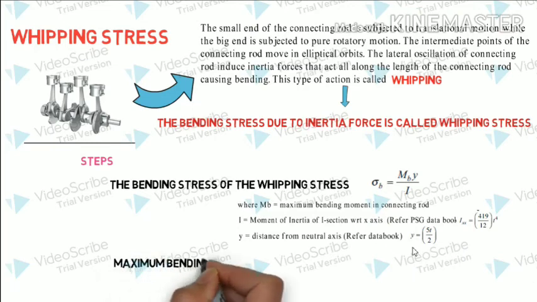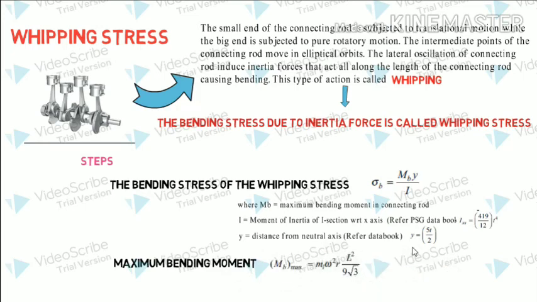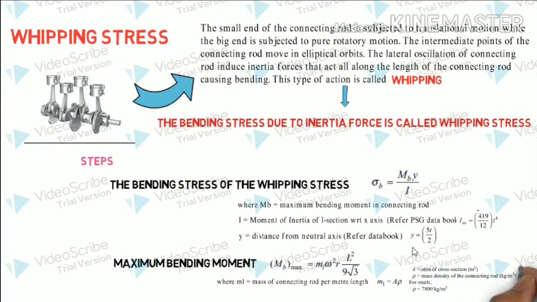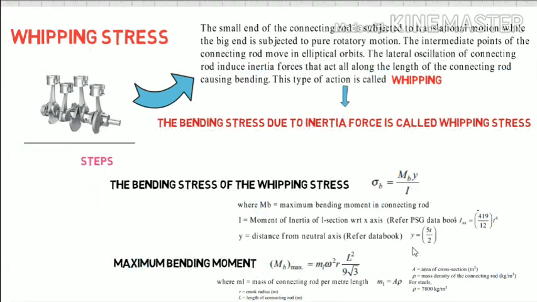The bending stress or the whipping stress can be found out only if we get the maximum bending moment. To get the maximum bending moment, we have a standard equation, which is given by m1 omega square r into L square by 9 root 3. You have to learn this equation by heart. Here m1 is the mass of the connecting rod per meter length, and can be obtained by multiplying the area with the density. The area is 11 t square, and rho is the density, which can be taken as 7800 kilogram per meter cube, since we are considering steel. Finally, r is the radius of the crank, and L is the length of the connecting rod.